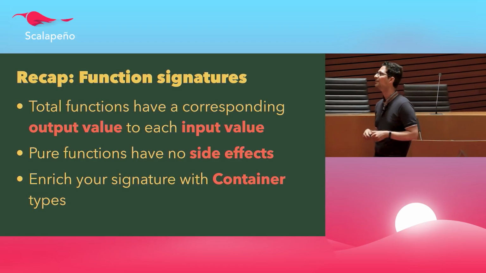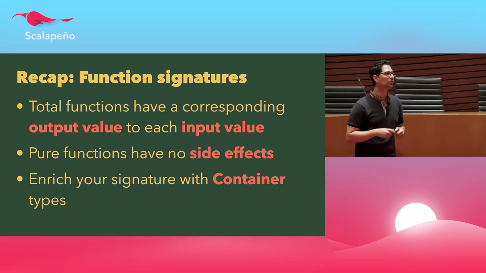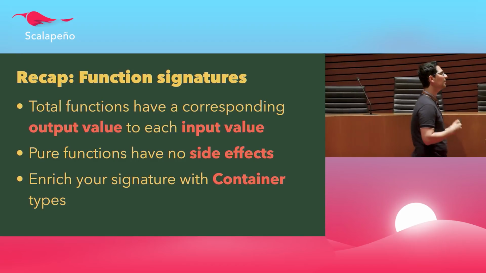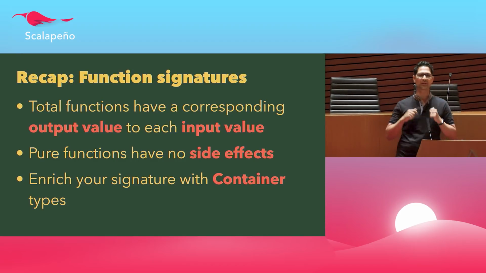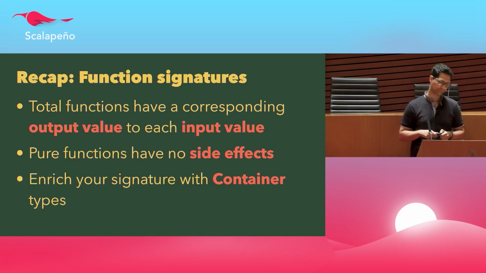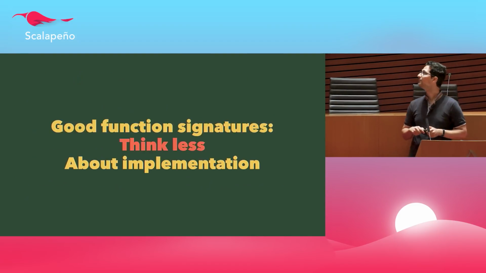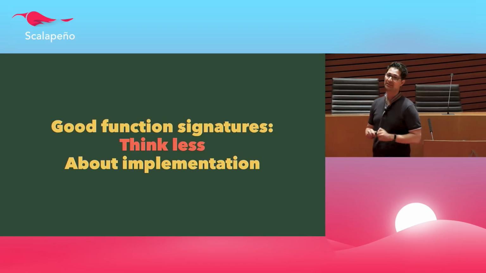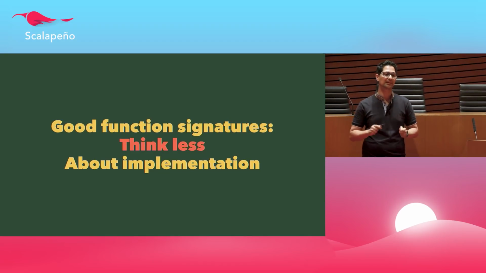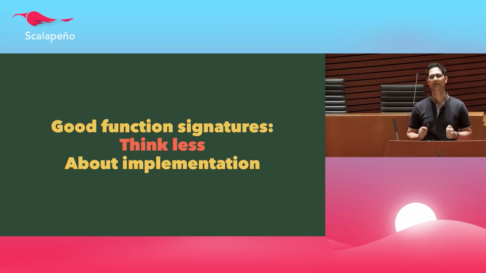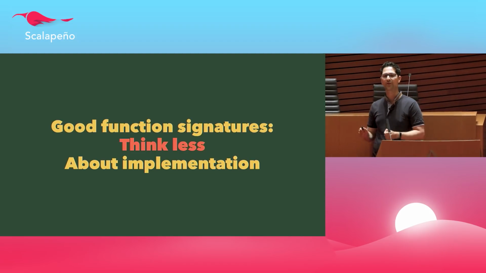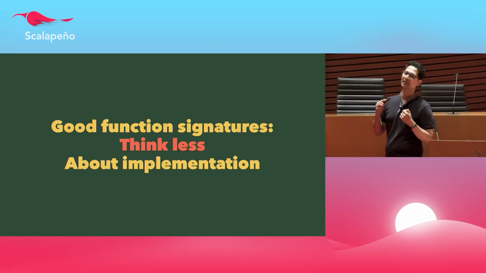Think about the newspaper. You want a good title. You don't want the reader to go and read the full article. You just want to give them a good headline. So good function signatures make you think less about the implementation. That's the whole point. The mental stack thing. You don't want to go and read the implementation every time.